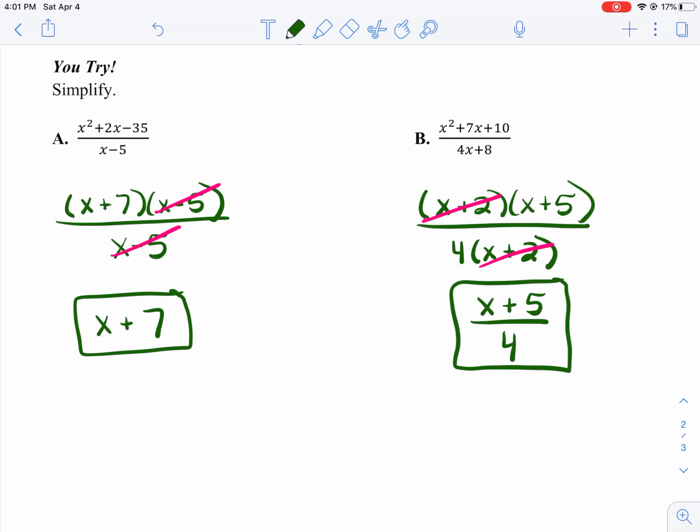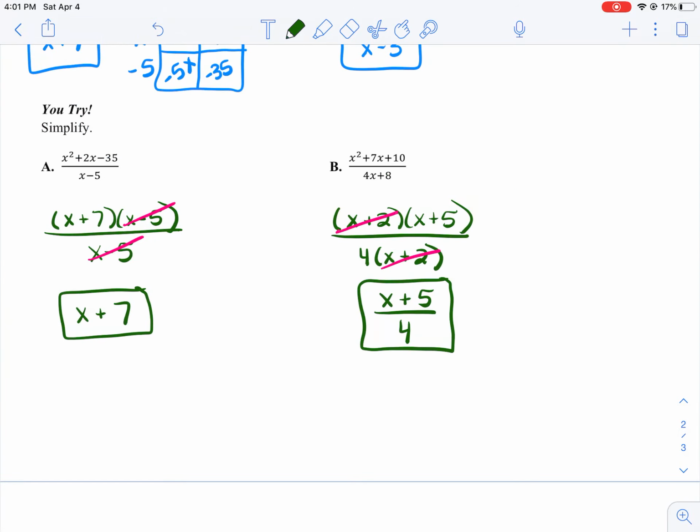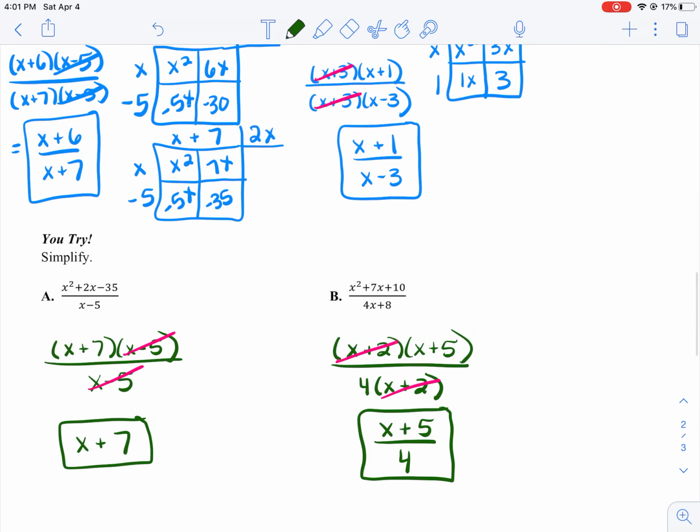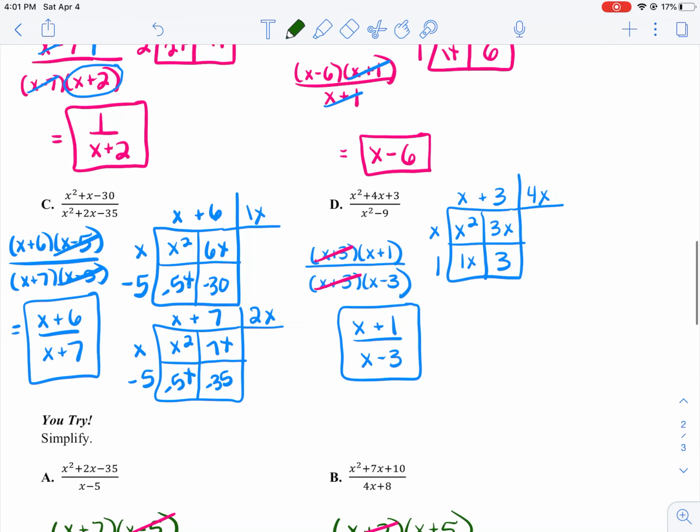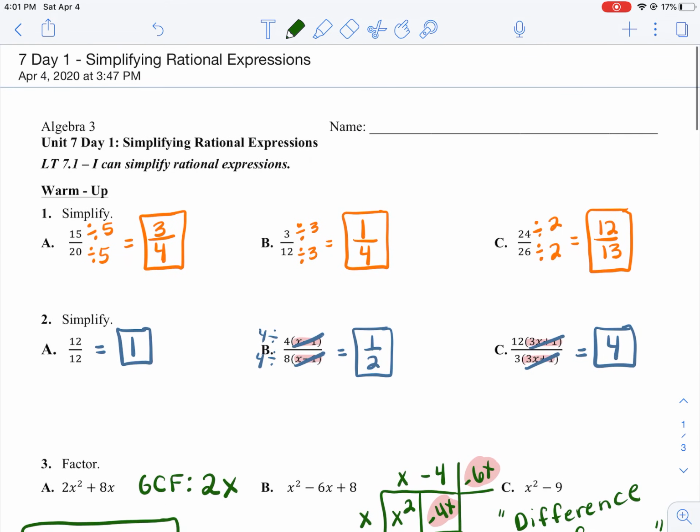Okay, so the topic today was simplifying rationals. So the idea here, factor, factor, cancel, cancel, whatever you can, and then you reduce what's left. So I want you to go ahead and just try the 4 problems on the daily assignment and submit that via Schoology after you have checked your answers.